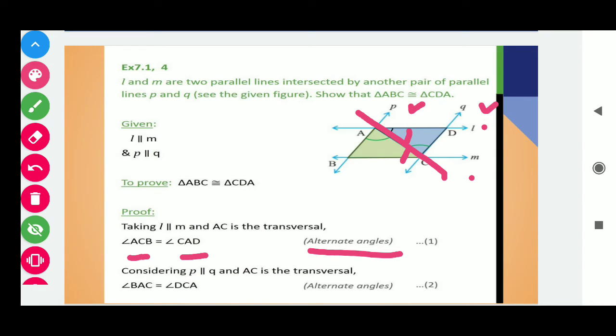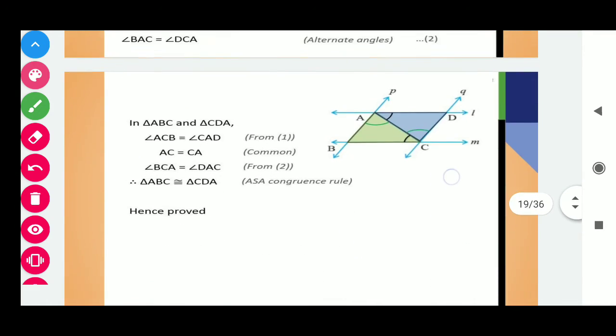Students, now we consider P is parallel to Q, that is given, and AC is the transversal. You can rotate this diagram. Here P and Q both are parallel lines and AC is also a transversal between these two lines. So in this way we have angle BAC is equal to angle DCA because both are alternate interior angles. So in this way, in these two triangles, triangle ABC and triangle CDA, angle ACB is equal to angle CAD. Yes, we have just proved this result.